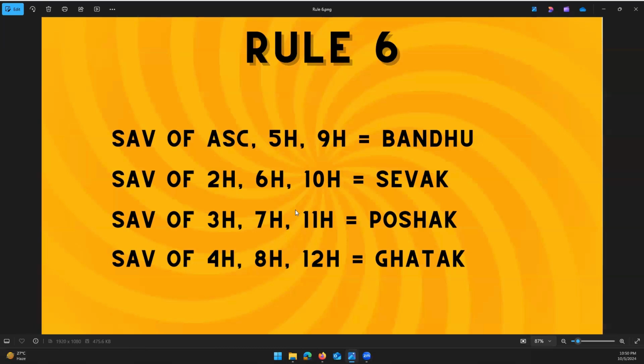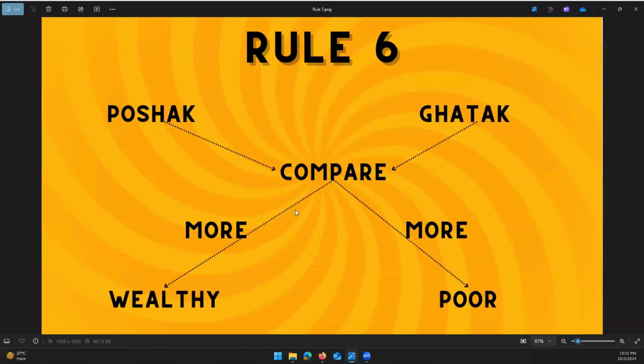Right? So you have to calculate all the values for these 4 Trikons, which is Bandhu, Sevak, Poshak, Ghatak, which is also Dharma Trikon, Earth Trikon, Kam Trikon, and Moksha Trikon. Right? So based on the values of these 4 points, between Poshak and Ghatak, you have to compare. If the Poshak has more points as compared to Ghatak, then the person is wealthy.